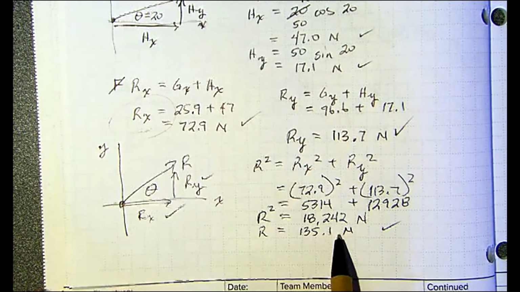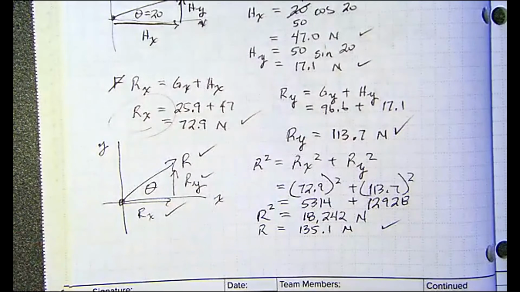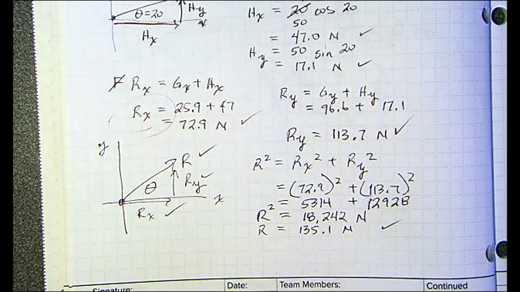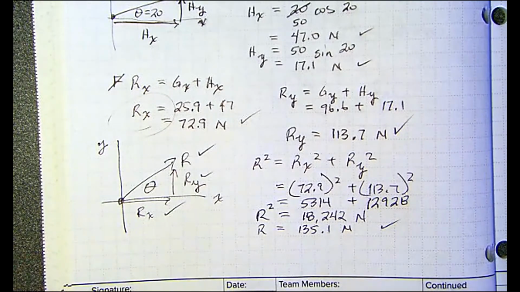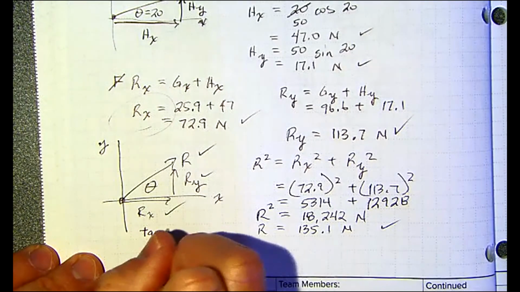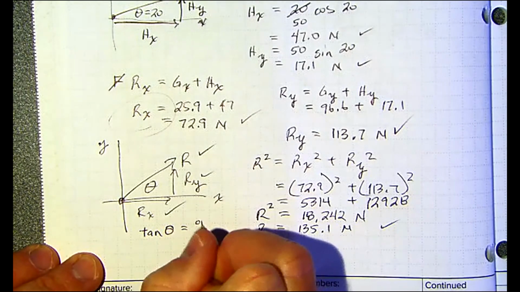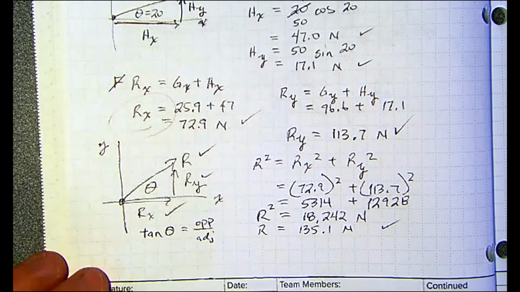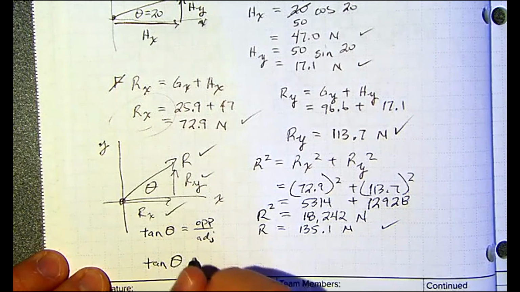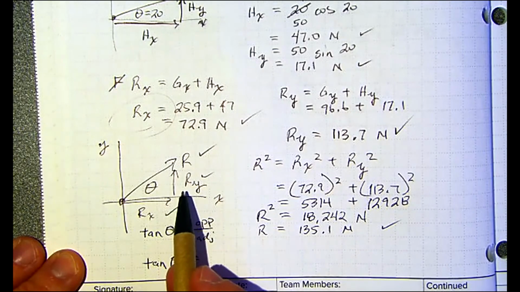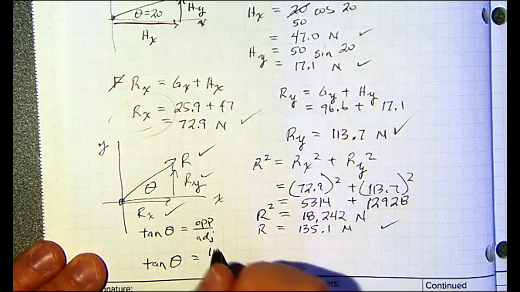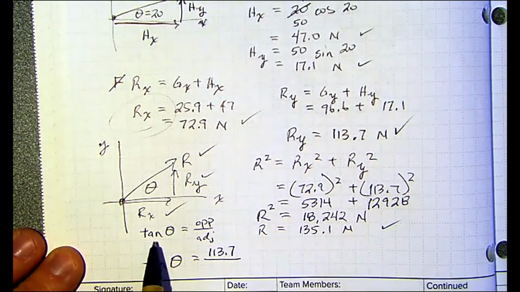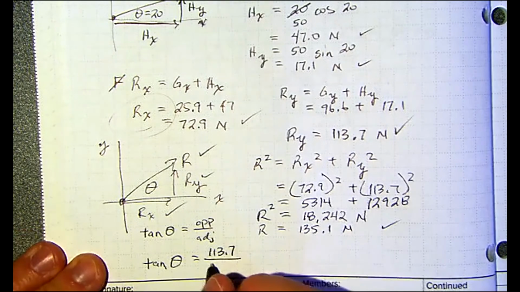And then the resultant of all that put together. So now we know that. We know everything except one more thing, and that's theta, which defines the direction of the resultant vector. If you remember before, we used sine and cosine. Well, I want to use tangent this time, and the reason is that tangent is the opposite over the adjacent, and we have the opposite and the adjacent. So I'm going to put tangent of theta equals the opposite, which is r sub y. And if I remember correctly, that's 113.7. And then the adjacent of that theta is r sub x, which is 72.9.